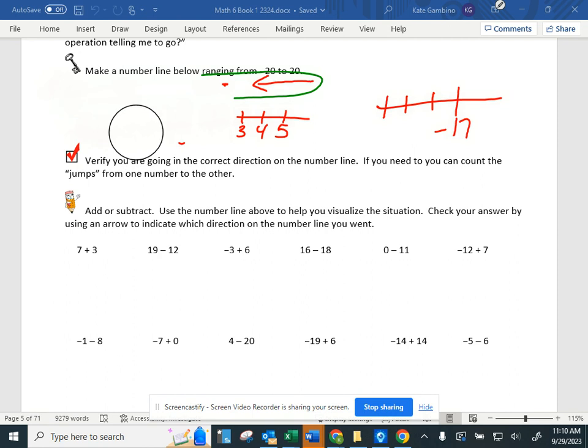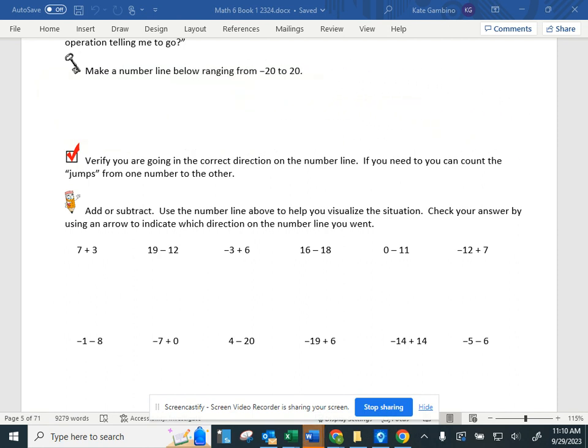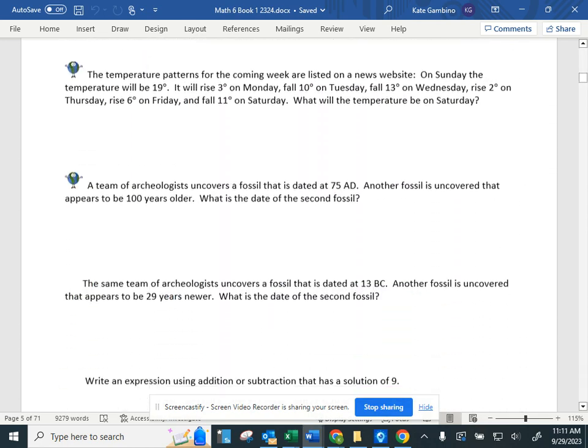Any questions on this objective? All right, let's look at objective 3.